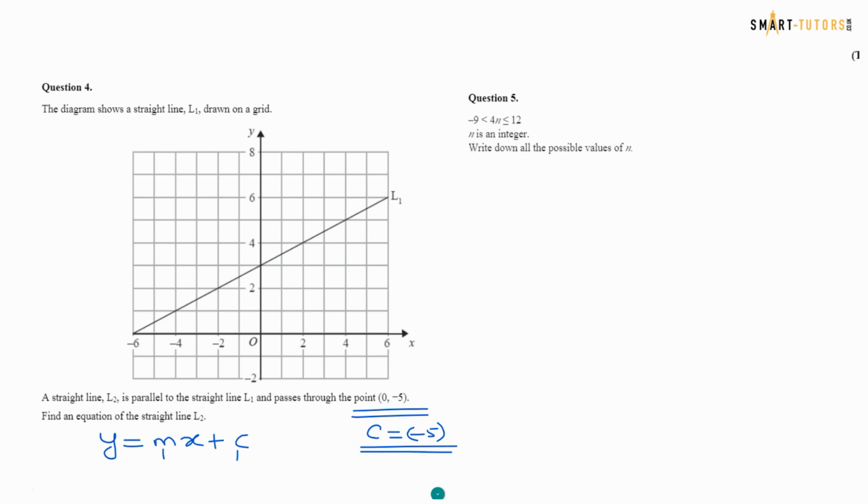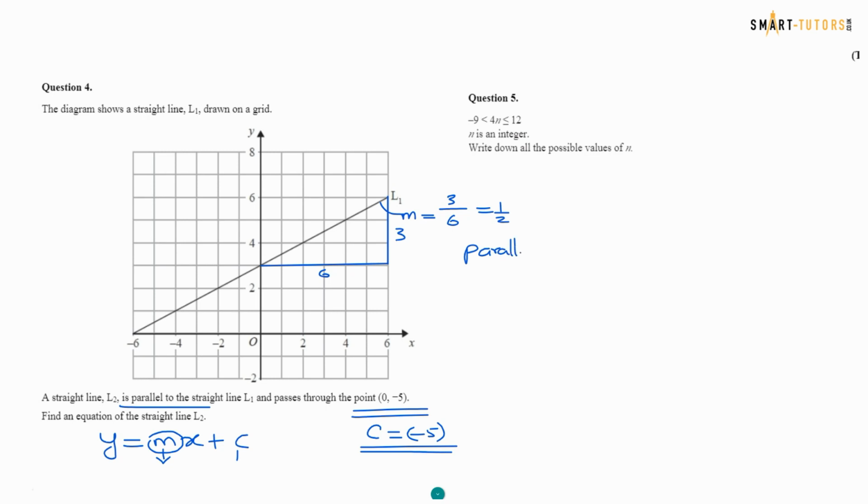And y equals mx plus c, so I need to find out the m. So what is the m? It's the gradient, but these are parallel lines, so parallel lines mean L1's gradient. To find L1's gradient, the easiest way is to make a right angle triangle. So look at this one, I'm making a right angle triangle. The difference of the y coordinates is 3, and across is 1, 2, 3, 4, 5, 6. So it's rise over run: 3 divided by 6, which is half. That is the gradient of that line. Or you can pick 2 points, and the difference of y divided by the difference of x will give the same answer.